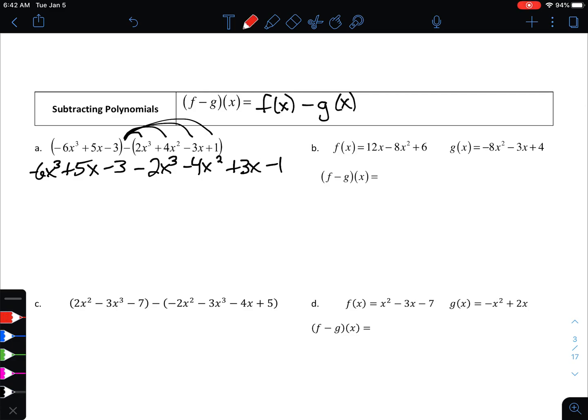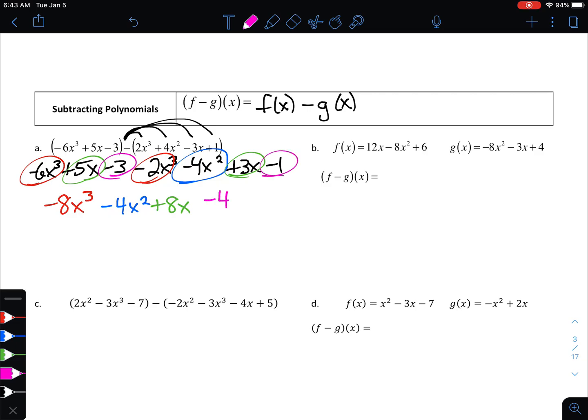And now we just do addition like normal. So we look for our highest exponent, which is powers of 3. Negative 6 plus negative 2 is negative 8x to the power of 3. Next would be x squared, nothing to combine it with, so we'll just copy that down, negative 4x squared. Next would be our linear terms, so 5 plus 3 is 8x. And then finally our constant terms, negative 3 minus 1 is negative 4.